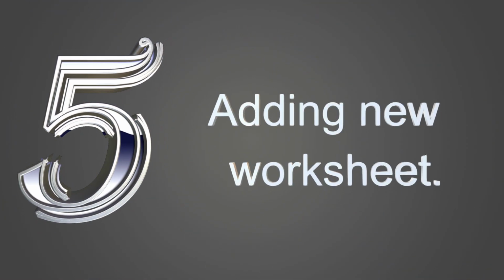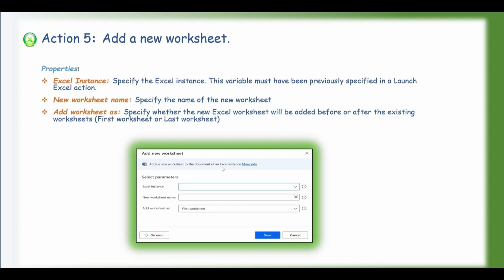Let's go to our next action, which is add a new worksheet. It contains 3 properties, as you can see in the screenshot. First is Excel instance. Here we have to specify the instance of the Excel we want to work with. Second is new worksheet name. Here we have to specify the name of the new worksheet. And third is add worksheet as. In this, it gives us 2 options, whether we want to add this new worksheet as our first worksheet or as our last worksheet.